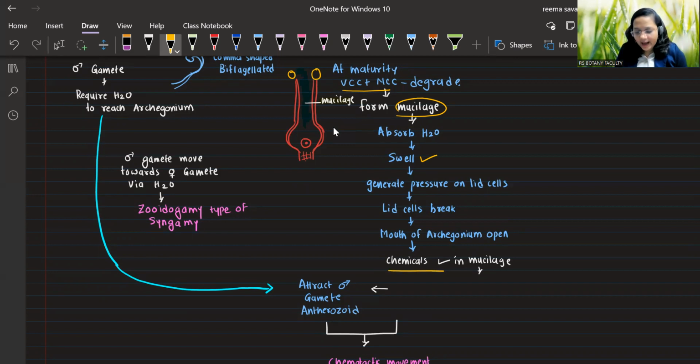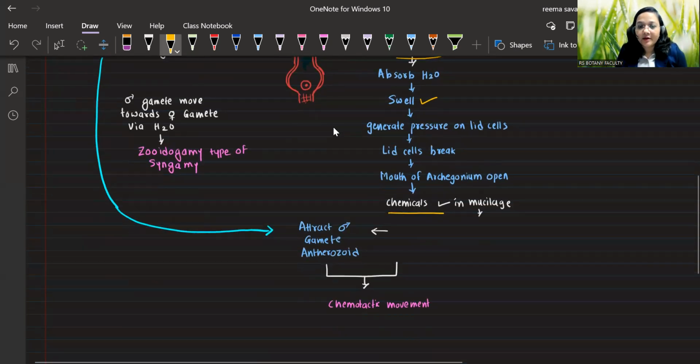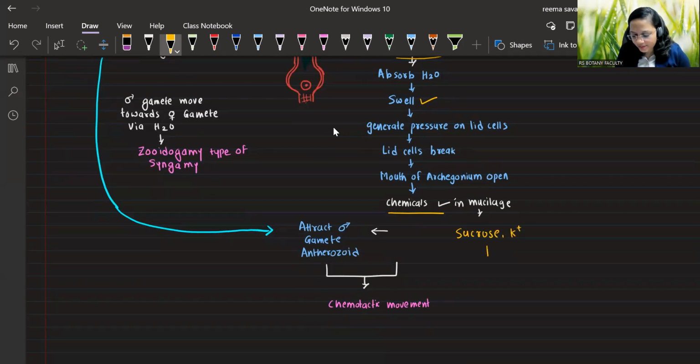Now there are certain chemicals present in the material released from the archegonium. What are these materials? There is some sucrose, K+, and some proteins. These chemicals attract the male gamete, the antherozoid, so that it can move towards the archegonium. This type of movement, where the entire organism or cell moves towards a chemical stimulus, is known as chemotactic movement. Chemo means chemical, and tactic movement is movement of the entire organism. So the entire antherozoid will move towards the archegonium, where the egg is present.